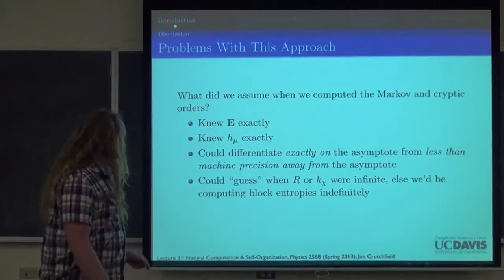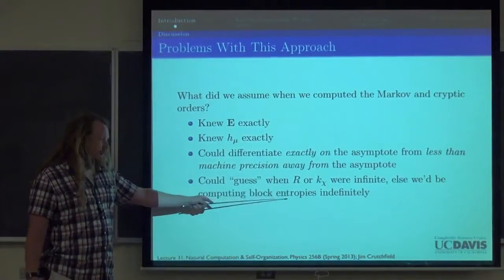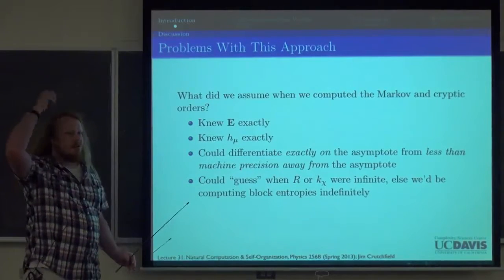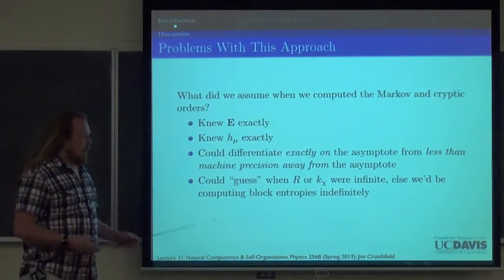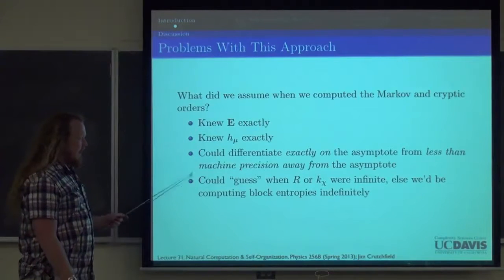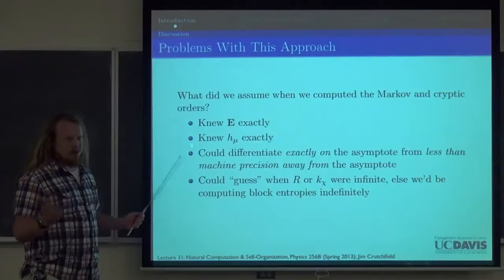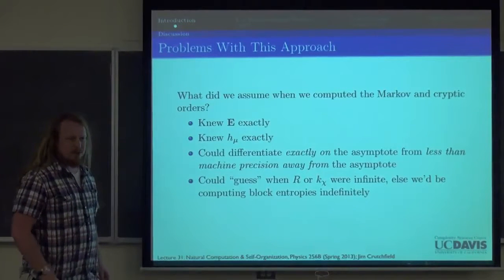And furthermore, if R were infinite, we can't have our computer just continually grinding out block entropies trying to get closer and closer to this asymptote. It will never get there. And so we have to have some condition for bailing out and saying, well, the Markov order is larger than 1 billion, so we're going to assume it's infinite.